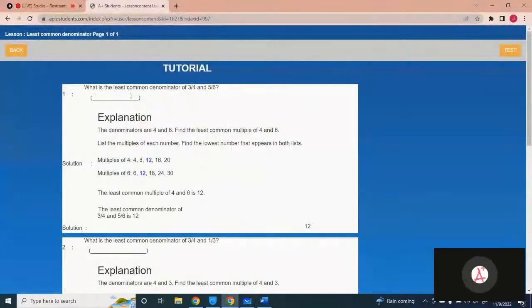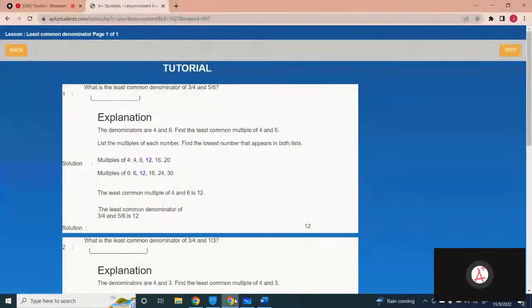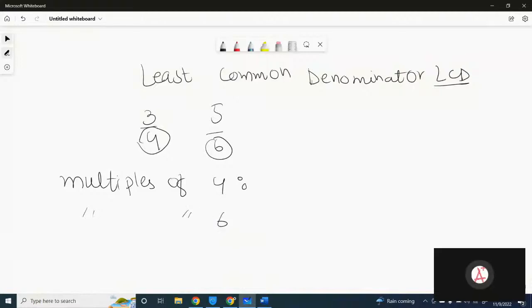What is the least common denominator of 3 by 4 and 5 by 6? Got it? Just look at the denominators because you have to find the least common denominator. So you have to write the multiples of both the numbers. Multiples of 4 and multiples of 6. Got it?